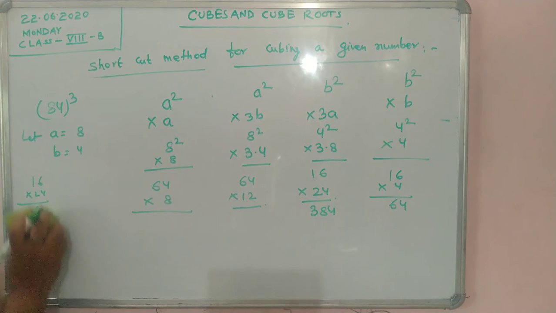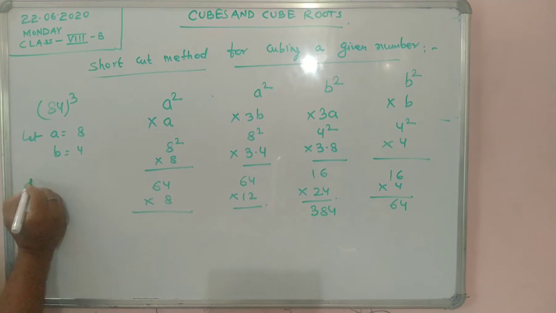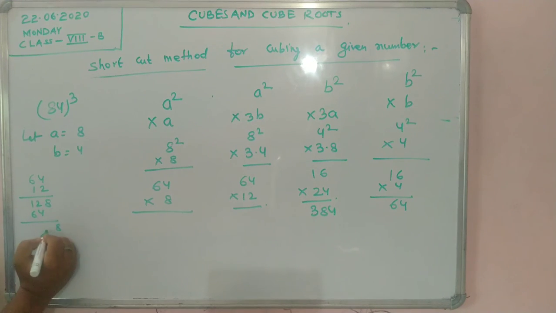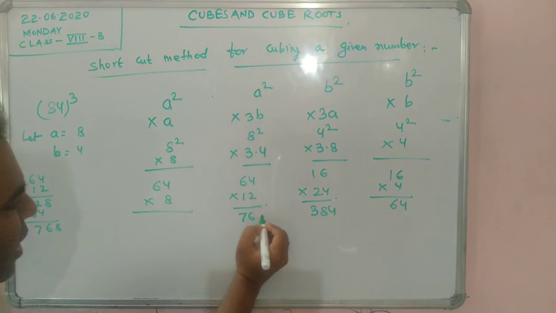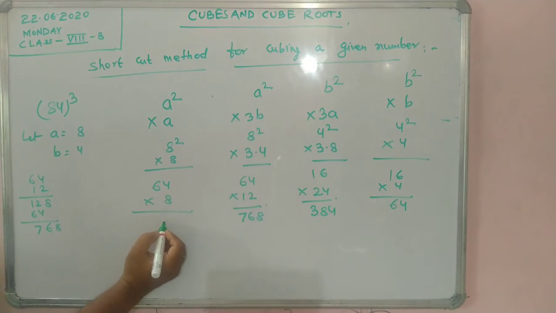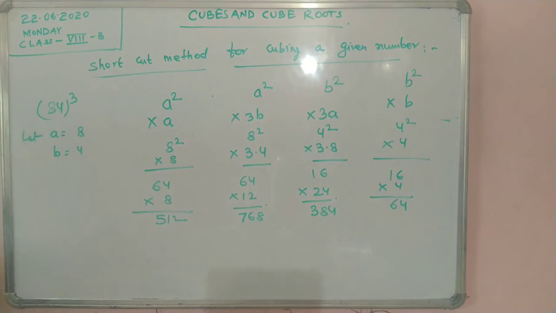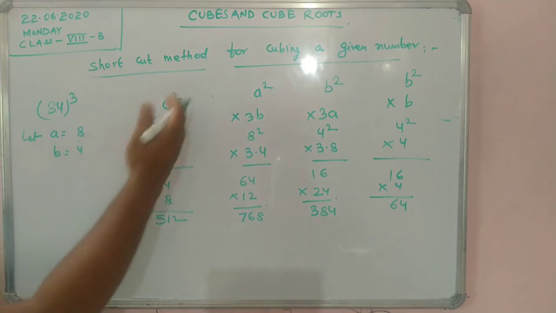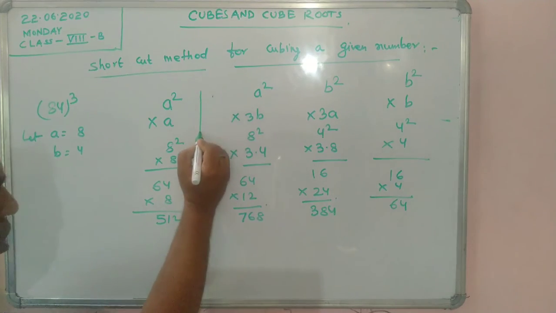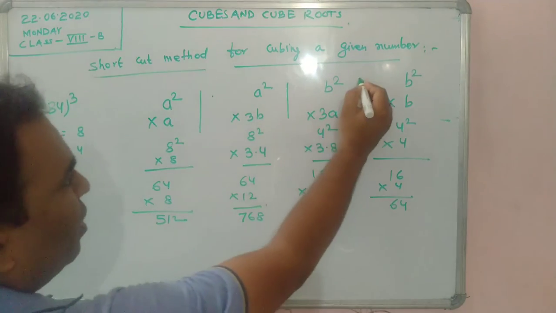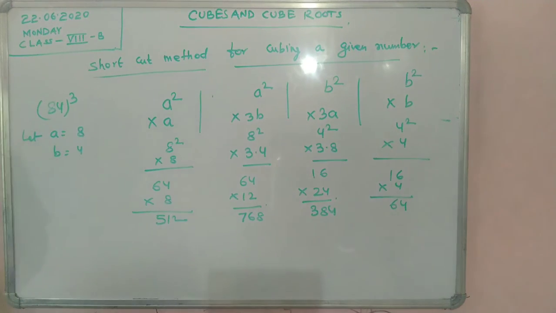One more multiplication is 64 into 12. So 64 into 12 will give you 768. And 64 into 8 is 512. So this is how we have come to the product of every column. This is one column, this is another column, this is another column.